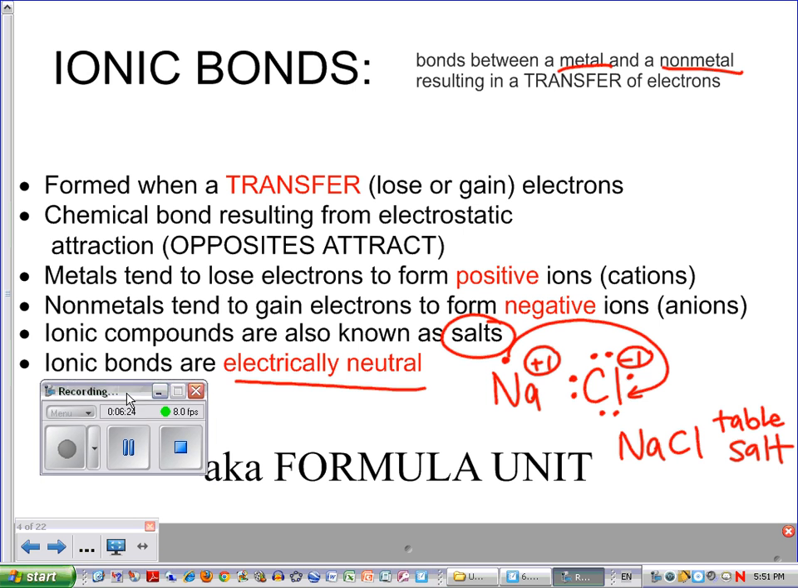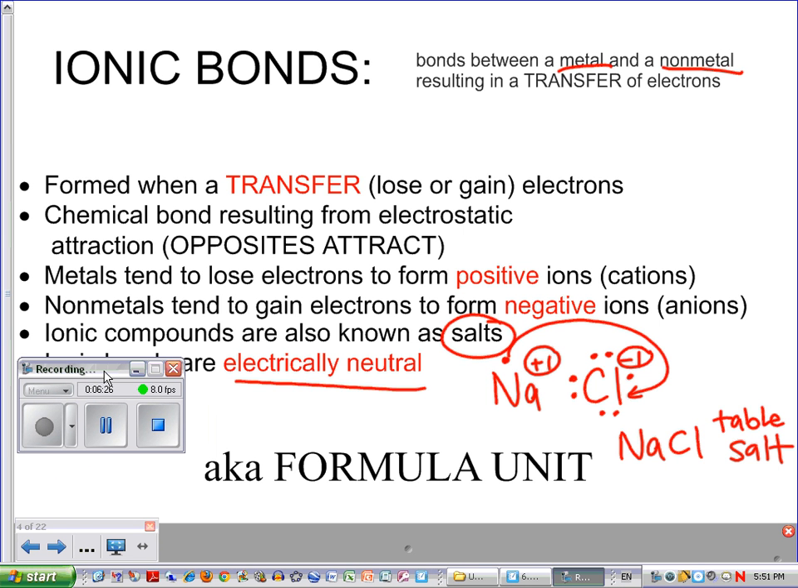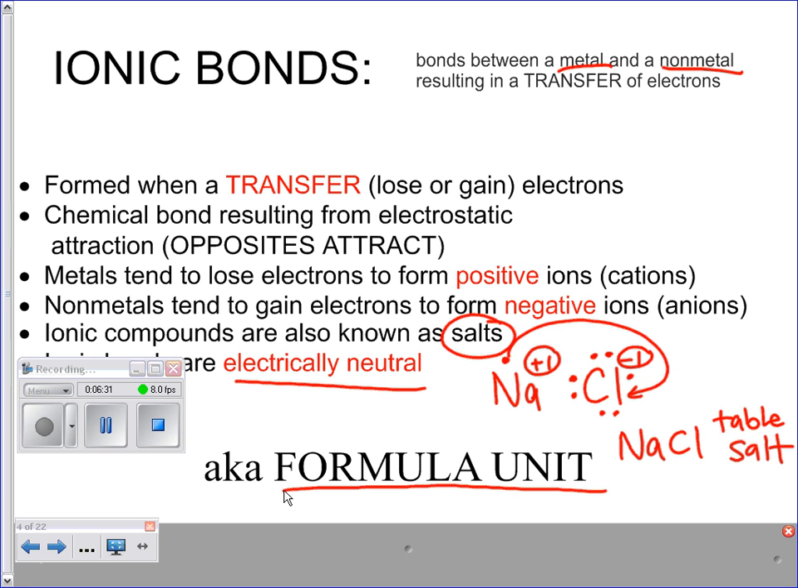The term that we use for all ionic compounds is called a formula unit. The reason for that is because ionic compounds tend to make crystal structures. They tend to form these lattice structures. So we use the term formula unit to show that that's the smallest number of ions in there. So anytime you hear the words formula unit, you need to think in your head, this is an ionic bond. This is going to be a metal to a nonmetal every single time.